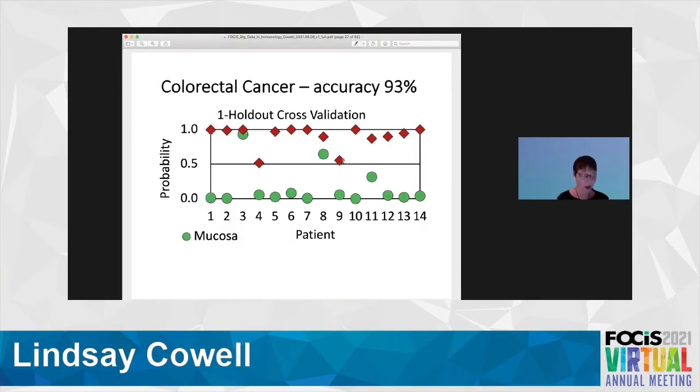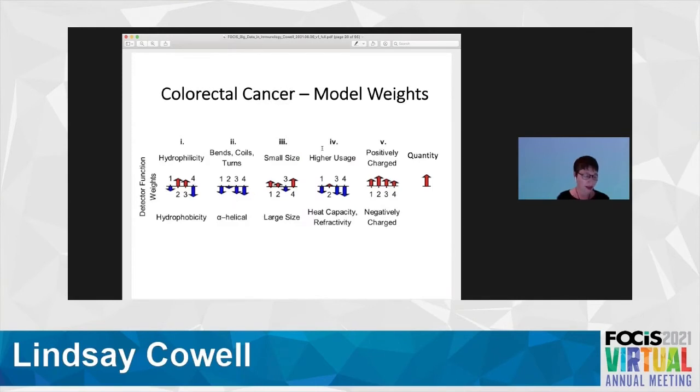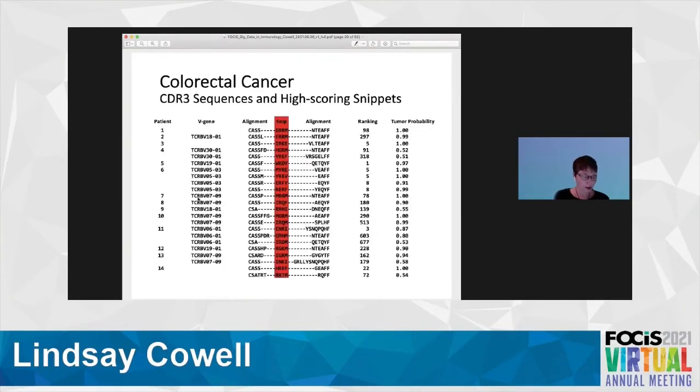So it's good that even though these 2 healthy samples are misclassified, in both cases the patient matched tumor sample does receive a higher score from our model. We can look at the model weights to determine what snippet features result in assignment of a tumor label, and we see an increased probability of a colorectal cancer classification for samples containing TCRs with 4 small positively charged residues that appear frequently in alpha helical segments, with 2 hydrophilic residues flanked by 2 hydrophobic residues.